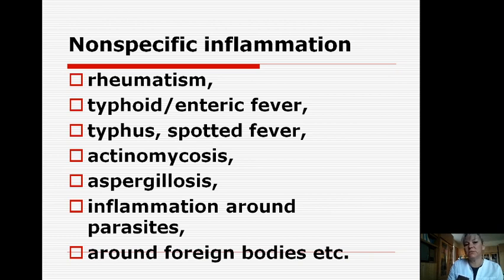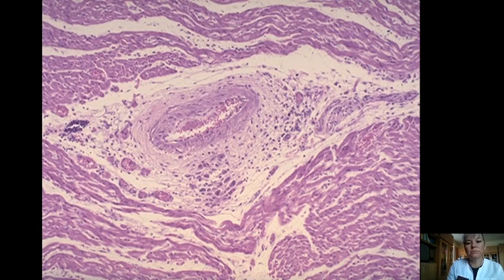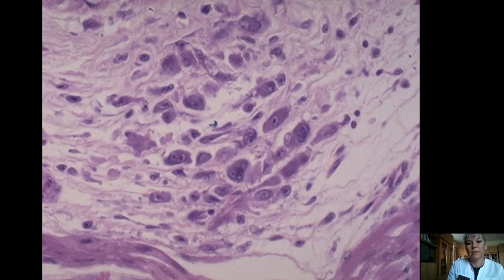Due to many diseases, we can see formation of non-specific infectious granulomas: due to rheumatism, typhoid fever, spotted fever, actinomycosis, aspergillosis, inflammation around parasites and foreign bodies, we see accumulation of macrophages due to non-specific inflammation. Due to rheumatism, a formation of non-specific granuloma in the myocardium. Formation of non-specific granuloma as a macrophages accumulation.